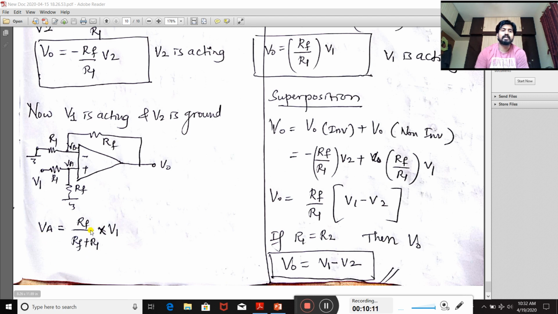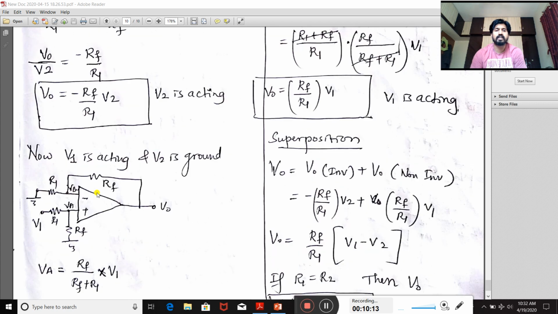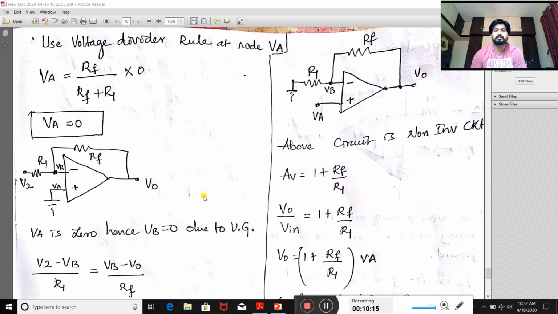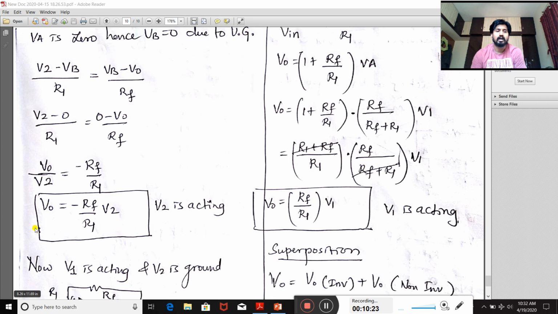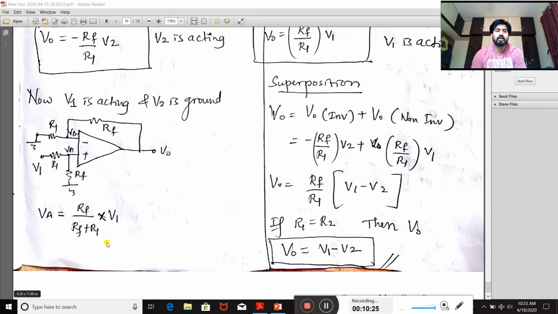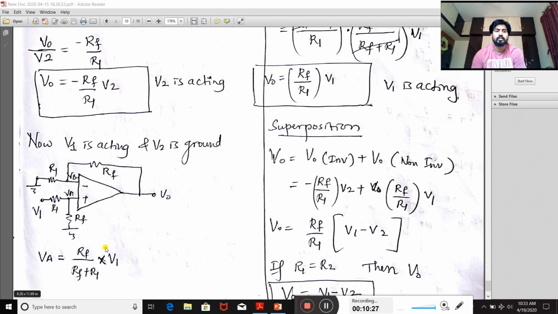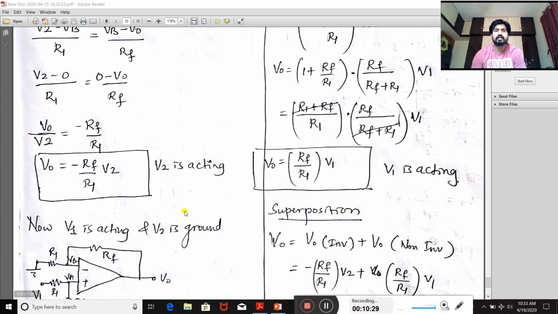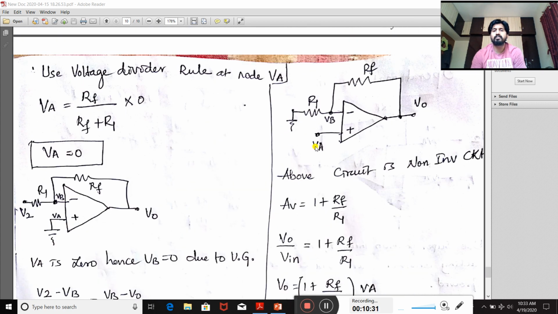After getting this expression, I will change this diagram to this. I will keep the same thing as it is, but instead of these resistors and all those things, I will directly write VA, because I know this VA value. Hence directly I will write VA only. The above circuit is a non-inverting circuit.